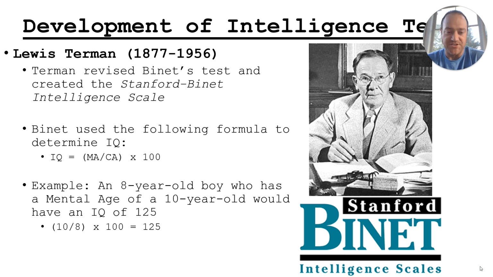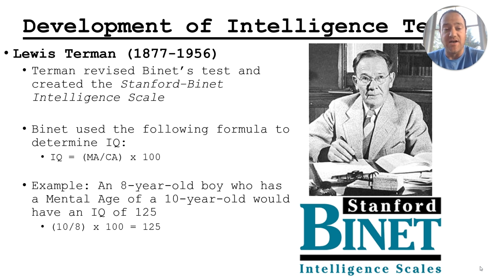But as you can see in the example there, if you're an 8-year-old but you have a 10-year-old mental age, then 10 divided by 8 is 1.25, and you multiply that by 100, it's 125. So 125 is an above average IQ score. Actually, well above average, but still.